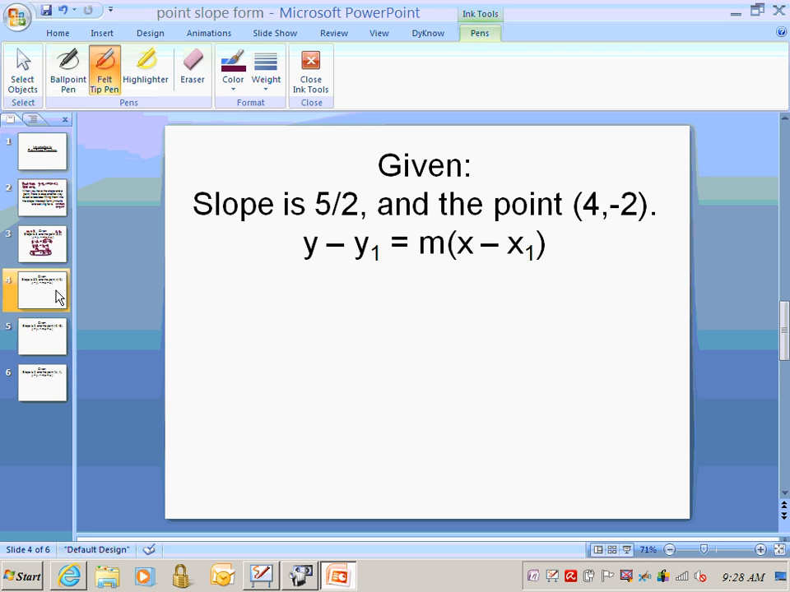Okay, here's the next one. Copy it down. Okay, how do I fill this in? y minus, this is x1, y1. Is it positive 2 or negative 2? Negative 2. So y minus negative 2, right? Equals 5 halves times x minus negative 4. Good.